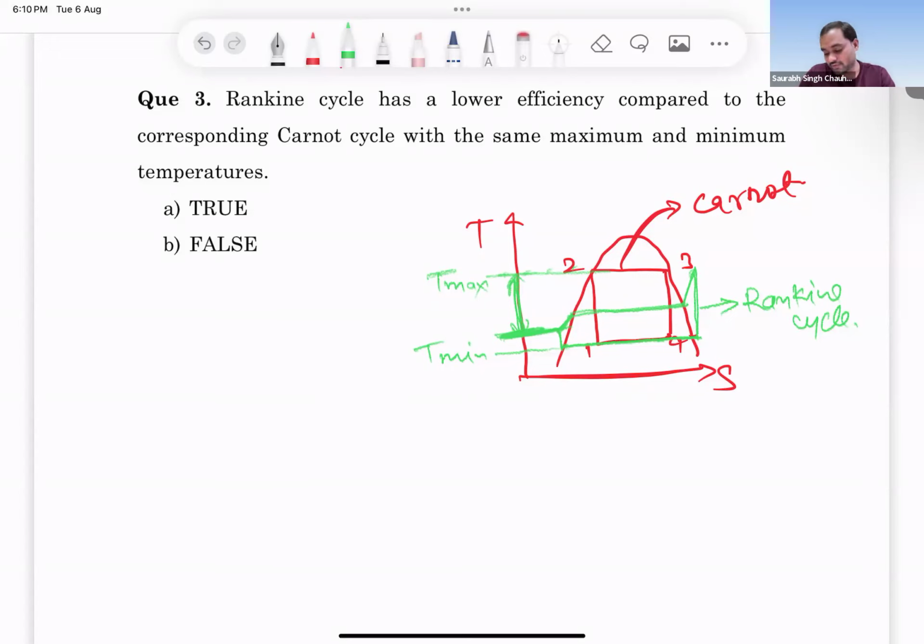So if you want to modify the Rankine cycle so that you can increase the efficiency, what will you do? You will modify the cycle in such a way that the average temperature of heat addition is increased and average temperature of heat rejection is reduced. Whenever we modify any cycle to increase the efficiency, this is the underlying concept. And this is the reason that Rankine cycle has lower efficiency as compared to Carnot cycle. So this is true. I hope this is clear.